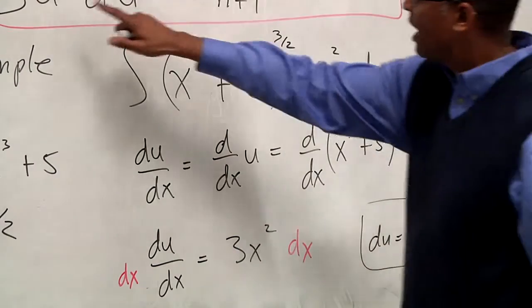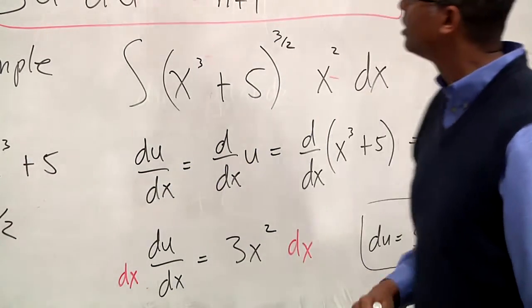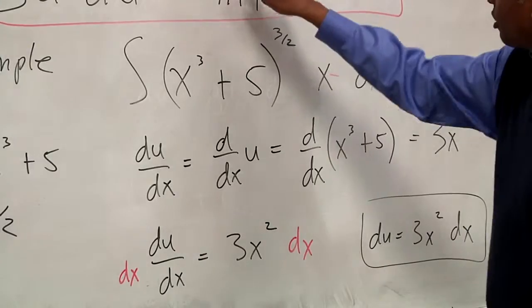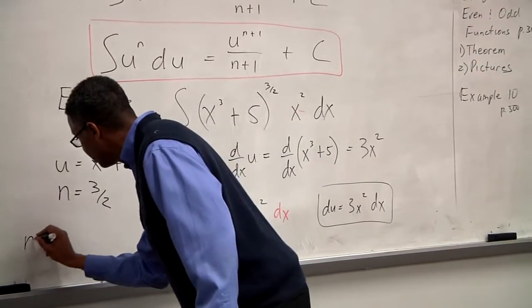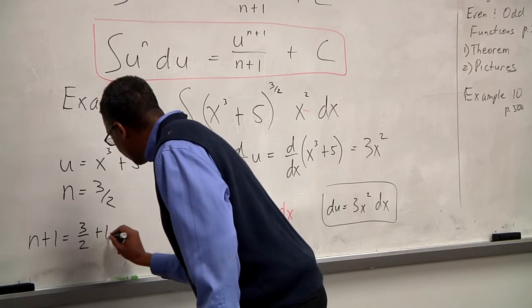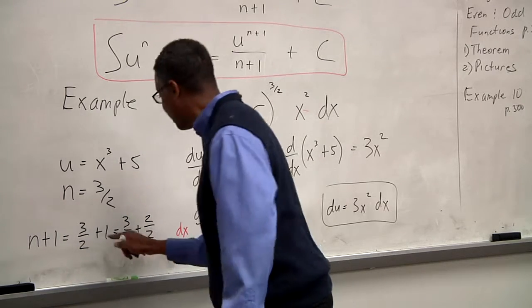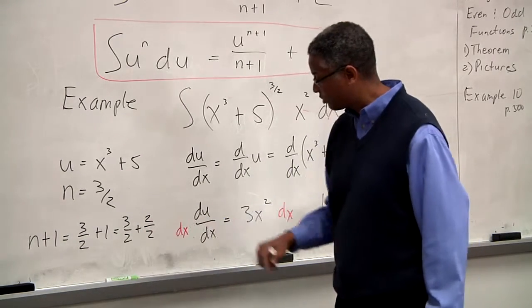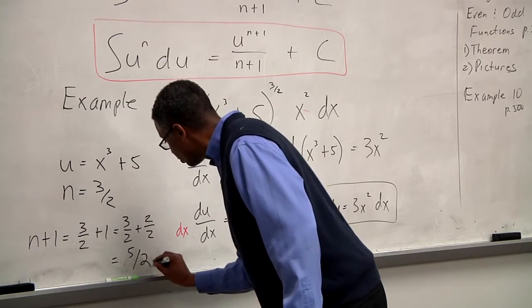So we have a u, there's the u. We have the n, there's the n. We have the u over here, same thing. Well, n plus 1, we didn't do that, so let's do that. n plus 1 equals 3/2 plus 1, which equals 3/2 plus 2 over 2. I just changed the 1 to 2 over 2 so I can add the fractions, okay? So that's going to be 5 over 2.